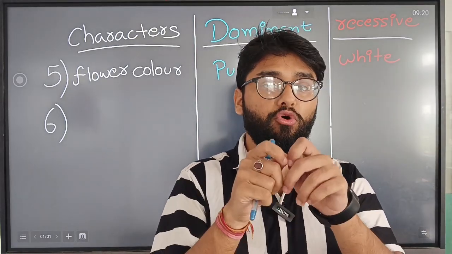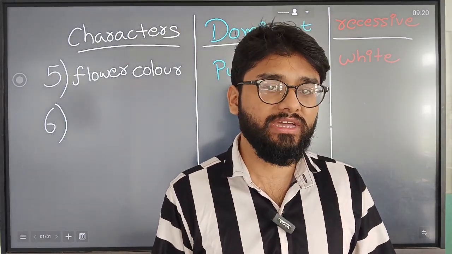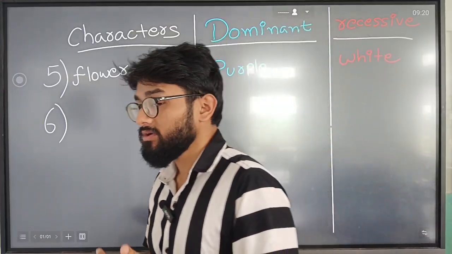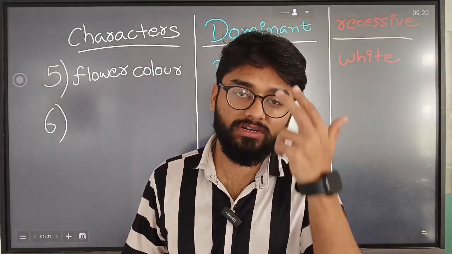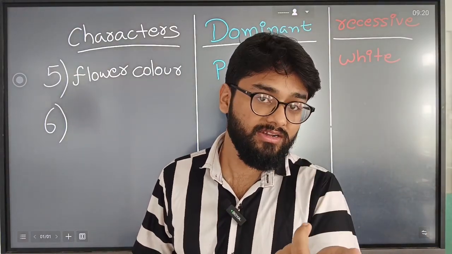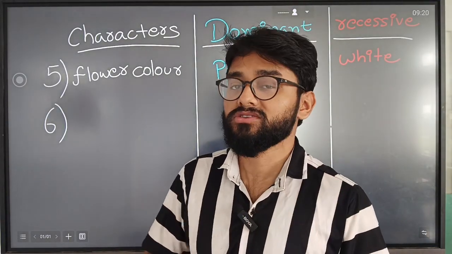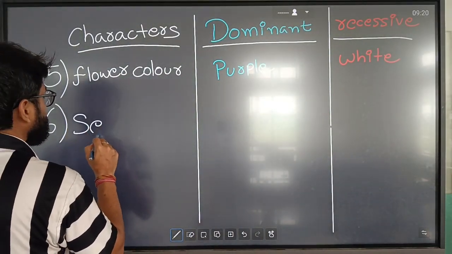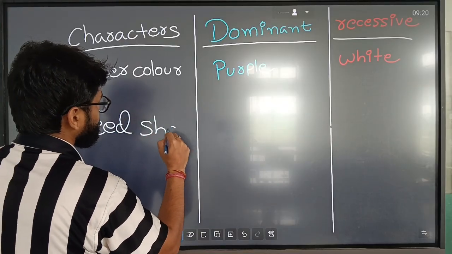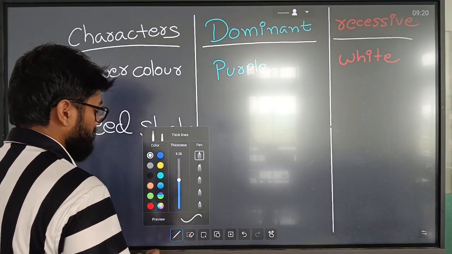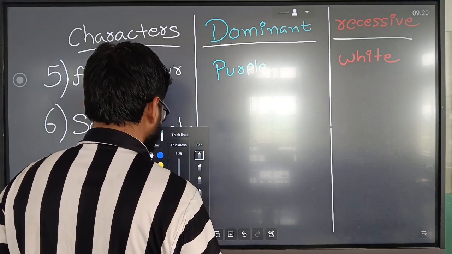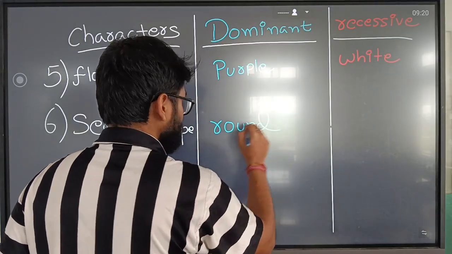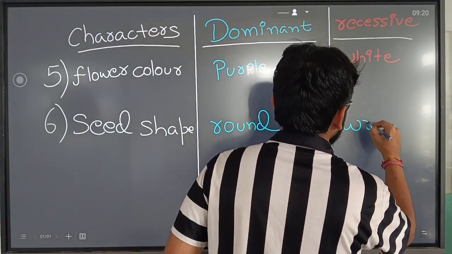Then we move on to the 6th one, that is the shape of my seeds. Why? Because when we open the pods, what is the thing that we are going to get? That is the seed itself, correct? Once you see the seed, what are the 2 things that come to your mind? First, the color of the seed, and second, the shape of the seed. So these are the 2 characters that he has taken. That is seed shape. In the dominant form, you will always find it to be round, and in this case you will find it to be wrinkled.